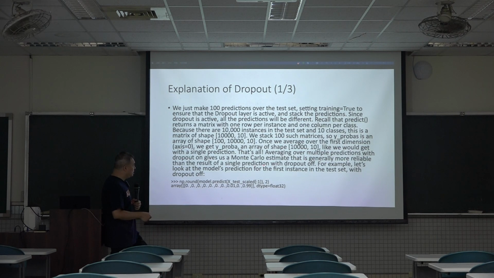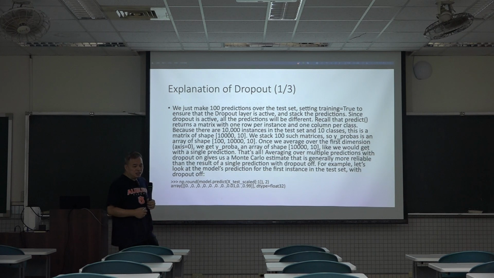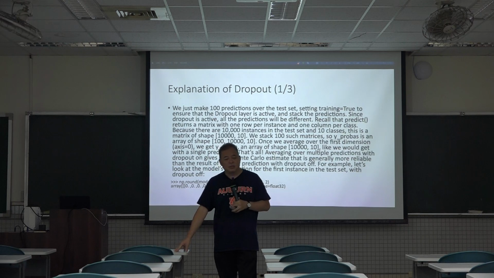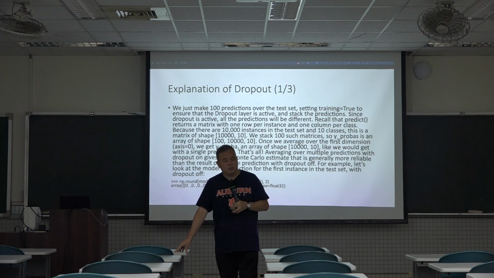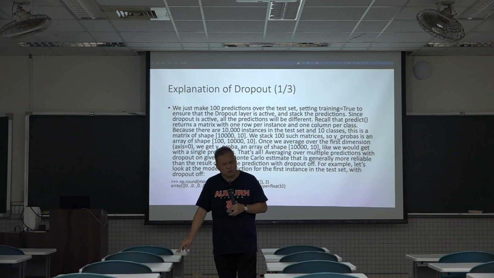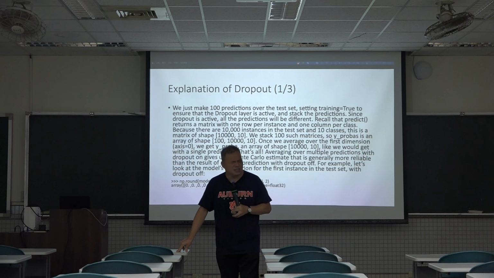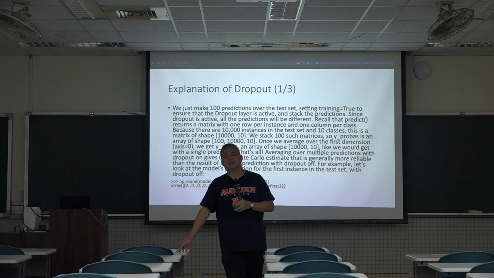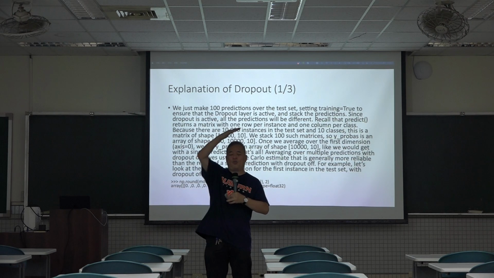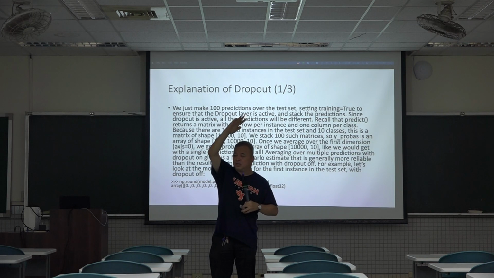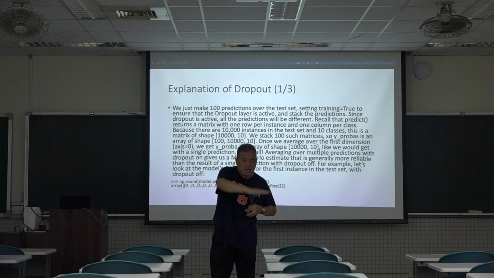Basically, it just means that for every instance in the test set, we do the inference 100 times, but we turn on the dropout layer to make sure these 100 inferences are done slightly differently. So we get 100 different results, and then we do the average.